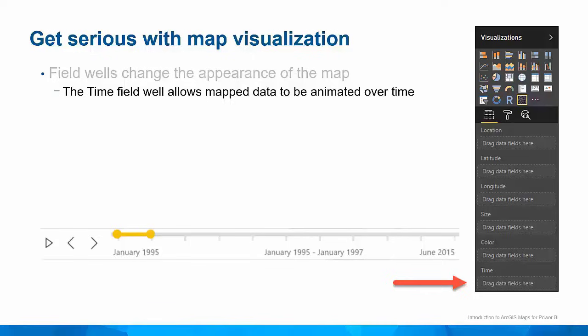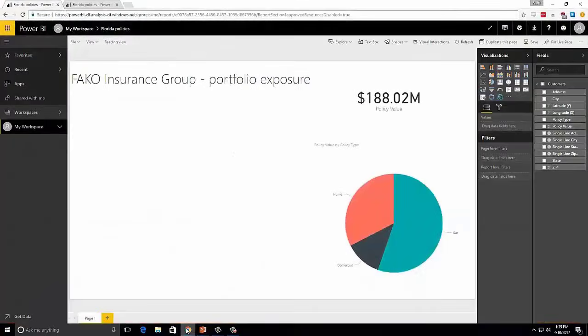So those are the basics for field wells. Let's take a look at how they work in practice by switching over to Power BI. For the demos today, we're going to be looking at a fictional Florida insurance company that is currently using Power BI. They have their customer information loaded up into fields. Information like policy value, policy type, and customer address.